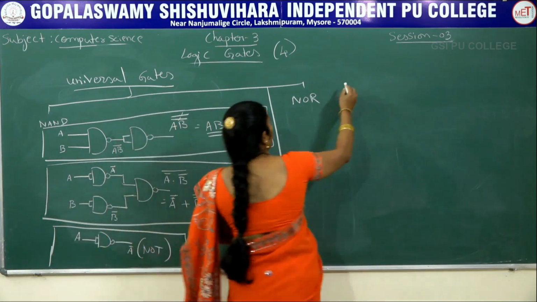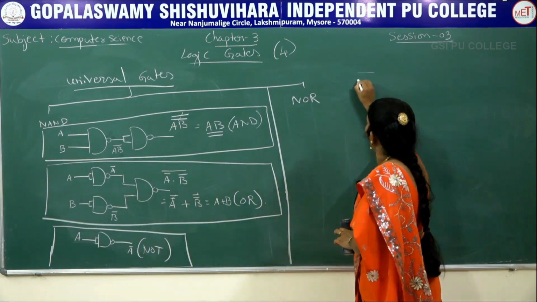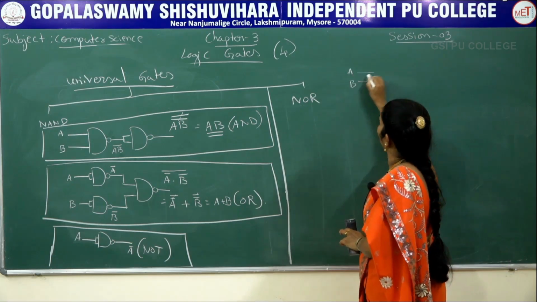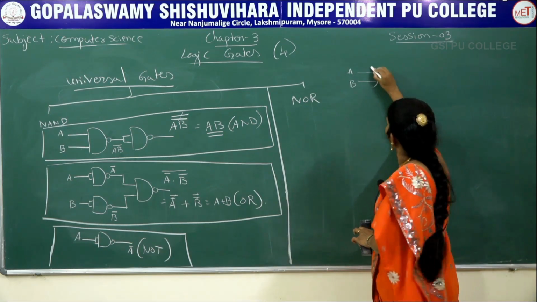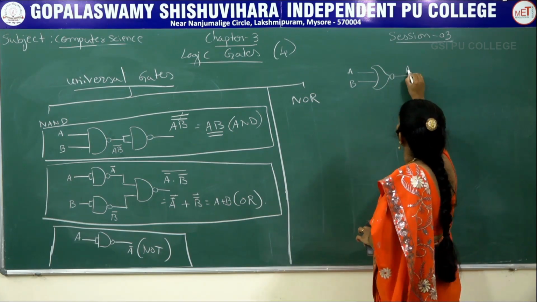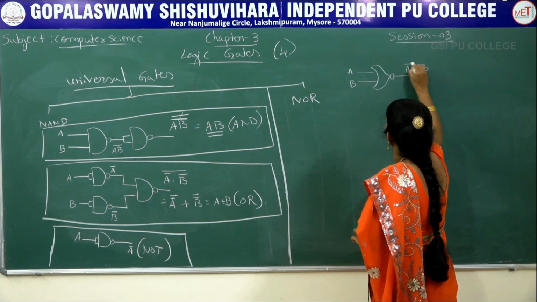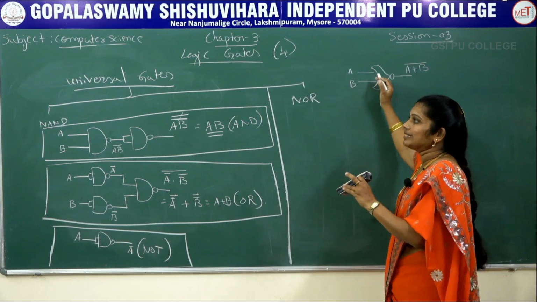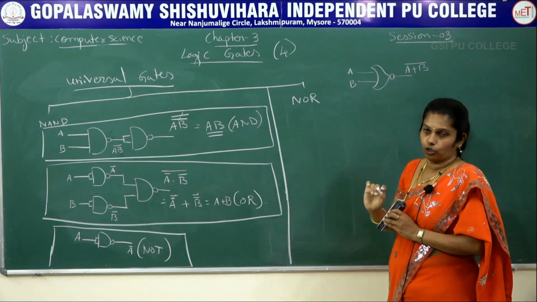See, for NOR gate, which is the symbol we are using? Minimum 2 inputs we require. Reverse C shape. Connect this and at the end you have to put one line. Here what is output? A plus B whole bar. That is output. This is the basic symbol we have to use for NOR gate.